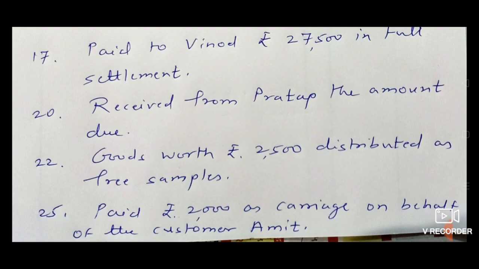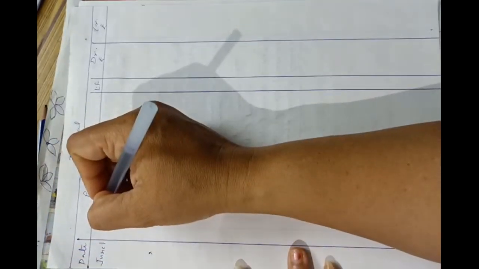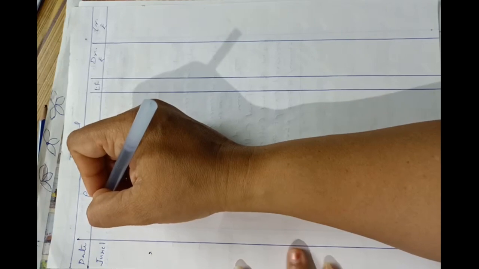Okay, so let's solve this problem now. Let's pass the journal entries. June 1st, started business with cash rupees 80,000.